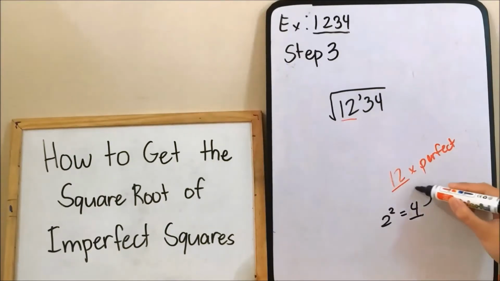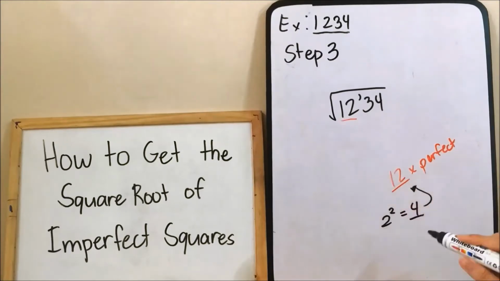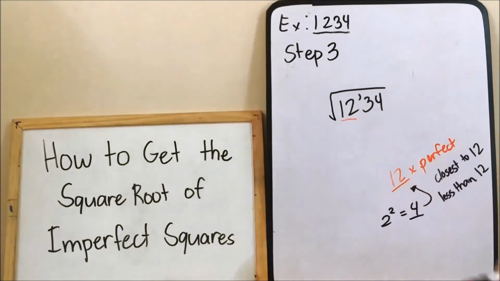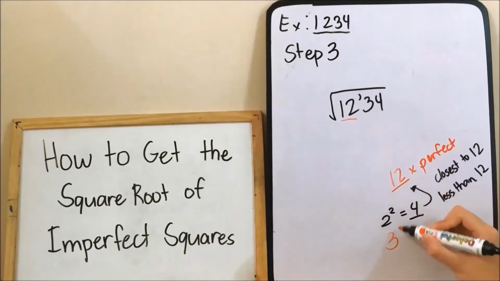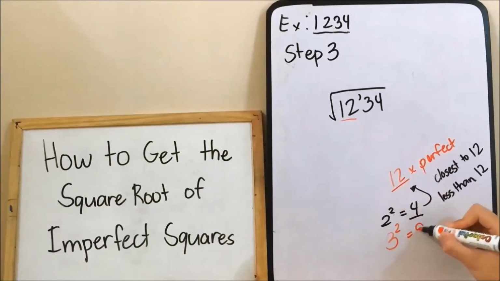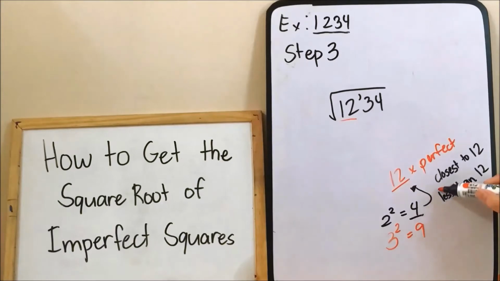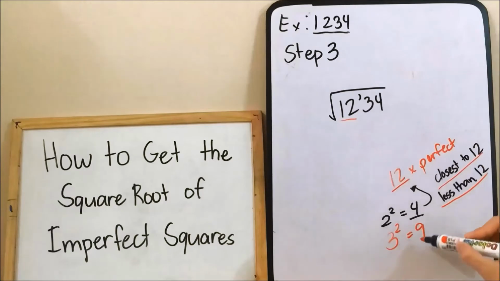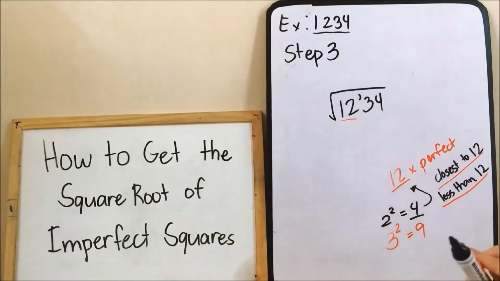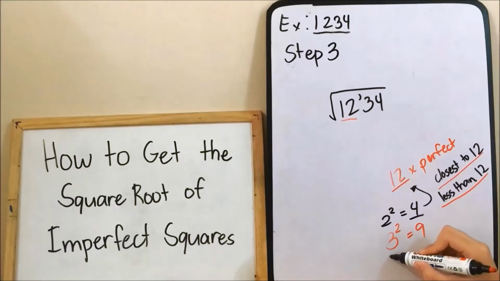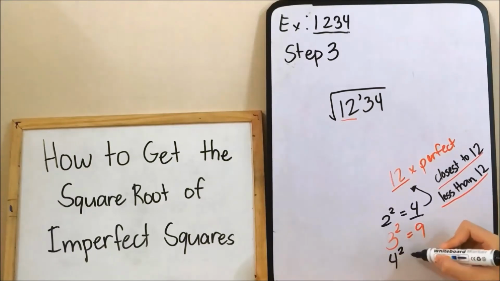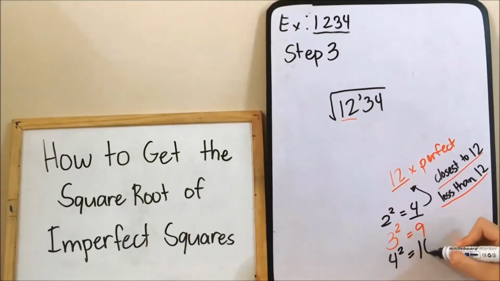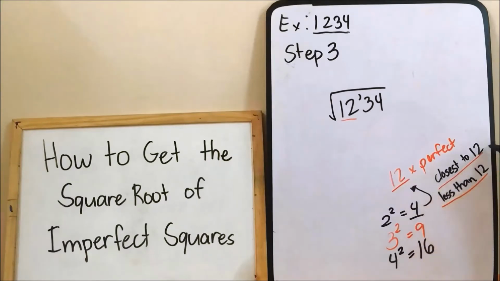4 is less than 12, but it may not be the closest square to 12. So let's try another number. Let's try 3. 3 squared is equal to 9. It may be the one closest to 12 and it is less than 12. But for us to be sure, let's try one more. Let's try 4. 4 squared is equal to 16. It is also close to 12, but it is more than 12. It does not fulfill this requirement.